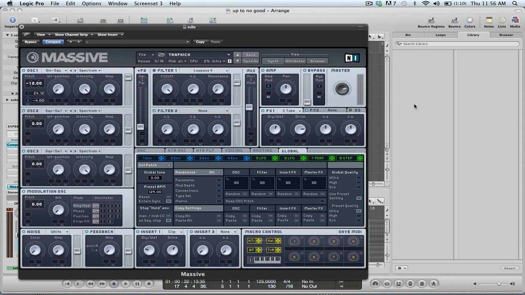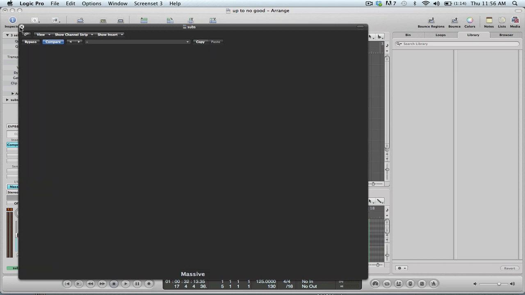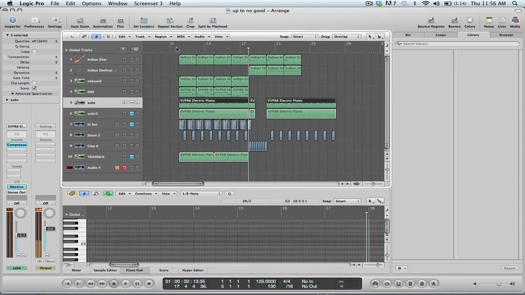And what this basically does is it keeps the sub frequency and it also brings out the harmonics of the higher parts of the synth. So it gives it a little more bite and it just makes it kind of slap a little bit harder. And so yeah, that's basically it.